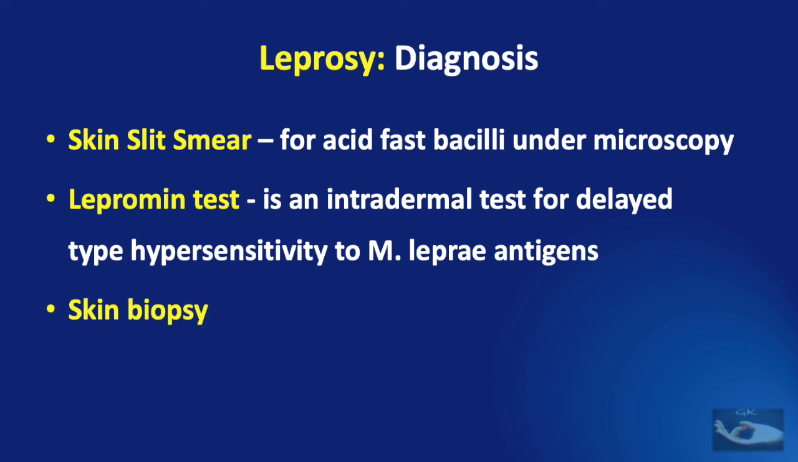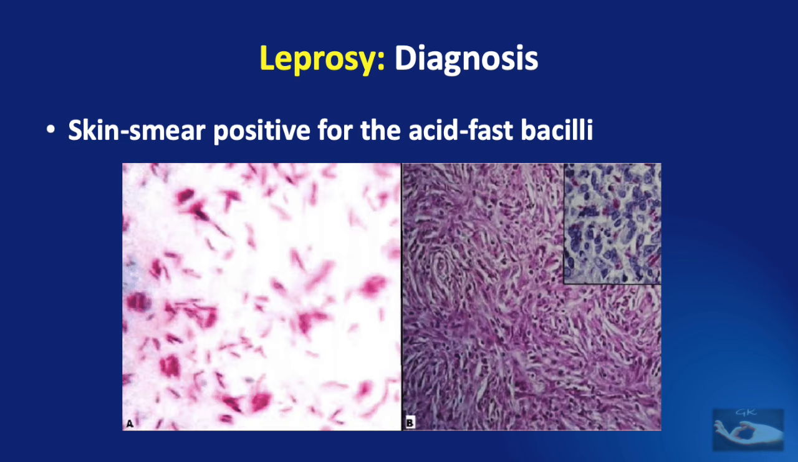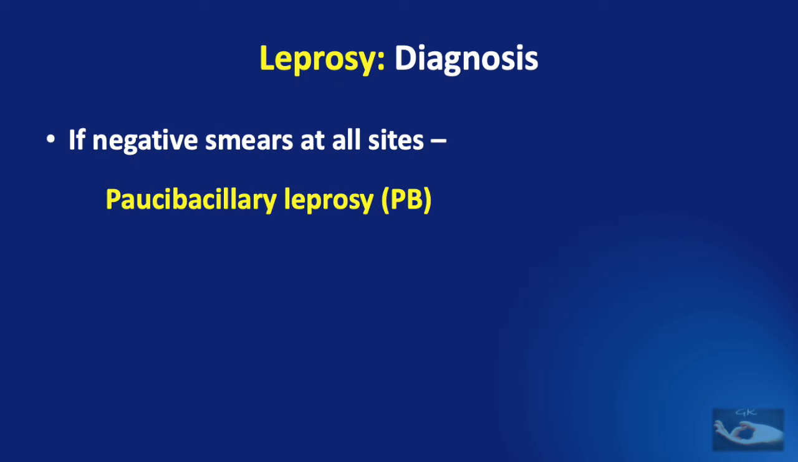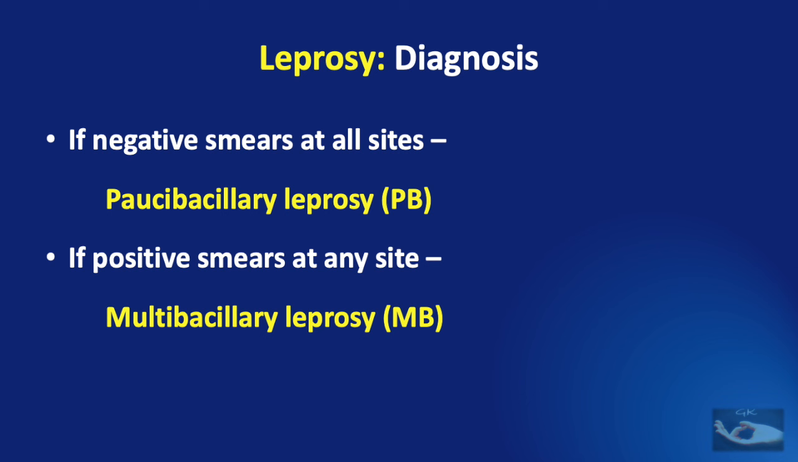Skin biopsy may show typical features depending on the type of leprosy. Mycobacterium leprae DNA polymerase chain reaction is a very specific test for detecting leprosy organisms. This picture shows a skin smear positive for acid-fast bacilli. If we get negative smears at all sites, it is called paucibacillary leprosy. But if we get positive smears at any site, it is called multibacillary leprosy or MB.